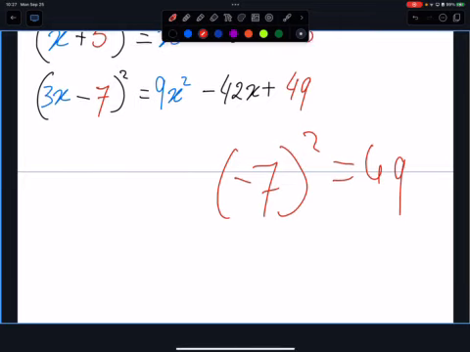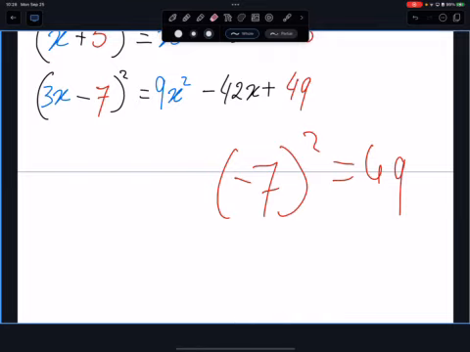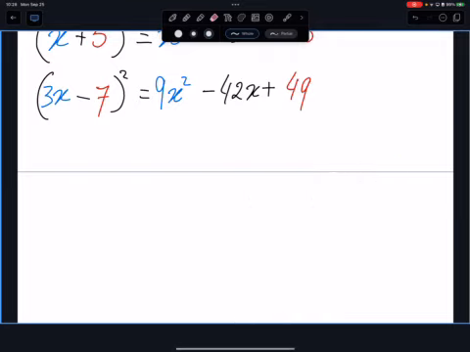It's not minus 7 squared. It's not this. It's not that. Minus 7 squared, negative 7 squared because of the bracket. Correct. The one at the bottom will be negative 49.